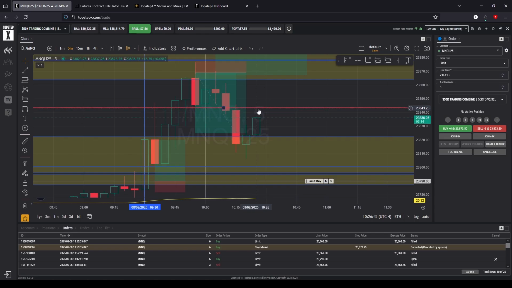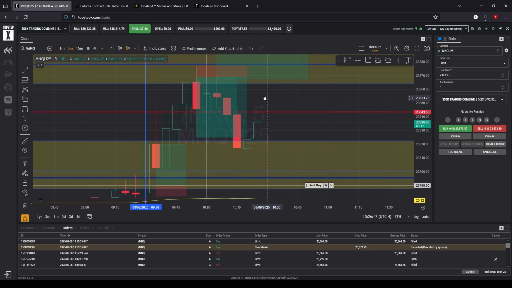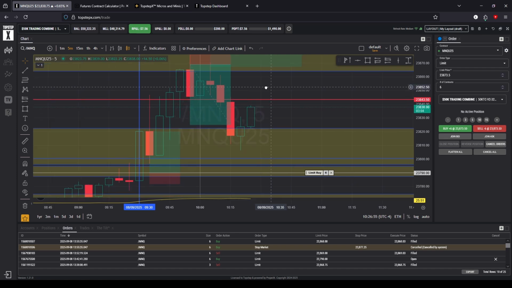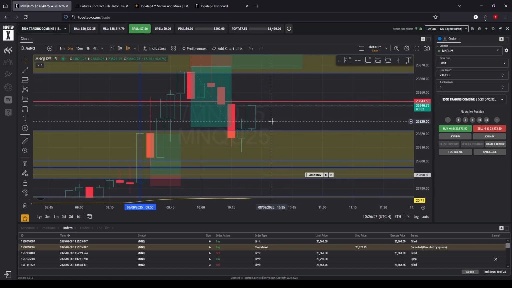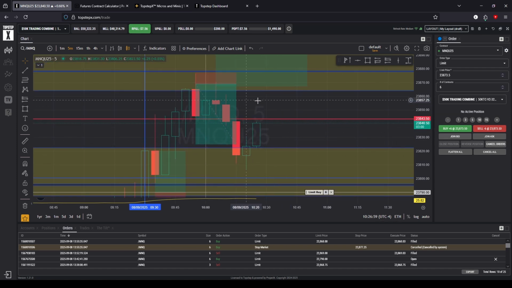I'm thinking that this is going to go up here and reject somewhere around here, and then it'll continue going down, or at least I hope so, because otherwise there's no trading opportunity here for me.